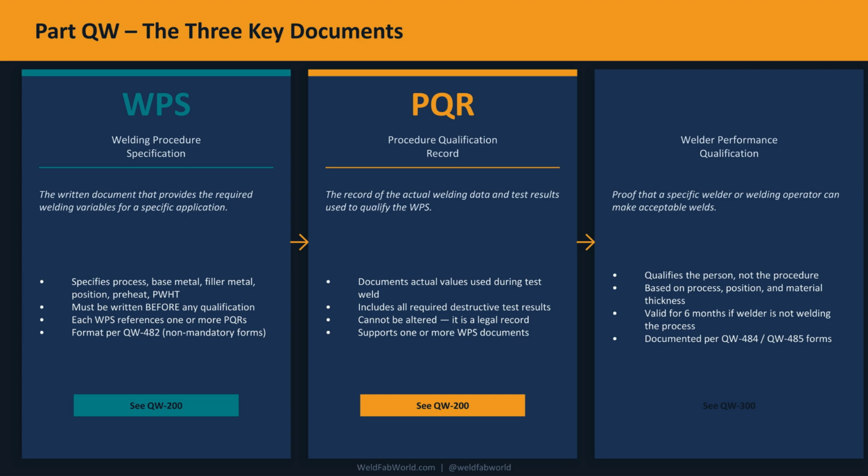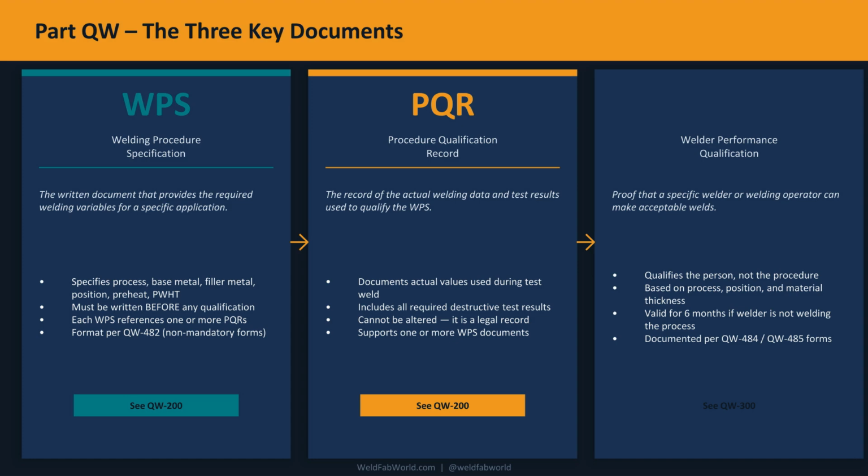PQR, Procedure Qualification Record. The PQR is the evidence behind the WPS. It records what values were actually used during the test weld, and what the test results were. Critical point: the PQR cannot be altered after recording. It is a permanent legal document. If it's wrong, you don't white it out, you do a new test. A single PQR can support multiple WPS documents, provided the WPS variables fall within the qualified ranges.